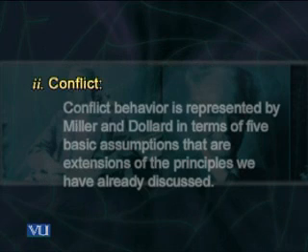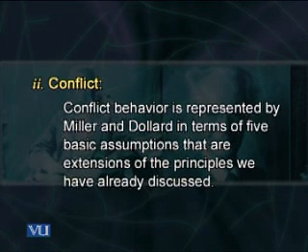Number 2, conflict. Conflict behavior is represented by Dollard and Miller in terms of 5 basic assumptions that are extensions of the principles we have already discussed. We are talking about applications of the model, and in this we first said unconscious processes. Now, unconscious processes refer to all those things which the individual is unaware about.